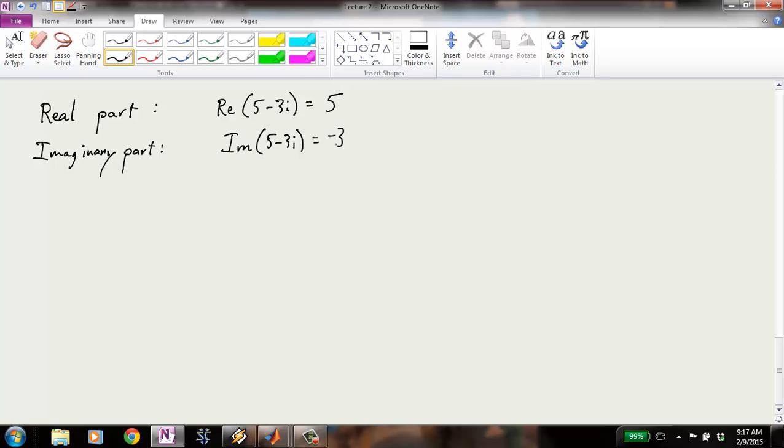But in general, we can give a formula for getting the real part of a number. The real part of x is always going to be x plus x conjugate over 2. You can check these examples up here and see that it works. The imaginary part of x is going to be x minus x conjugate, over 2i. We get rid of the i.